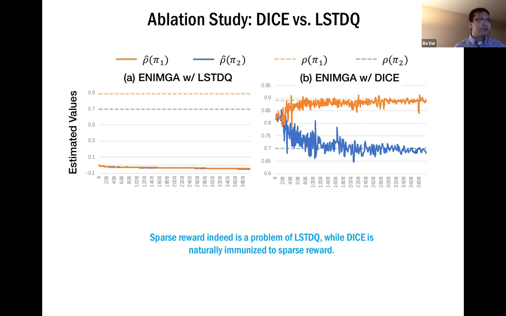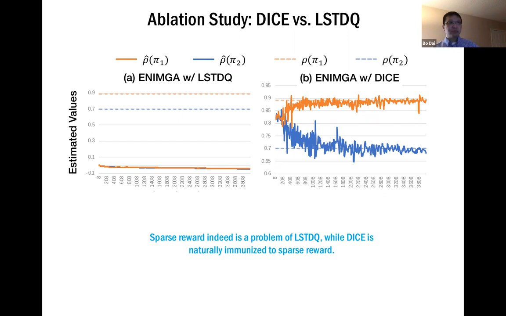As we can see here, the dotted line is the ground truth value. In the right-hand figure, both runs for DICE converge to the ground truth. But when we switch DICE to the LSTDQ method, it never converges to the ground truth of pi 1, pi 2 anymore. So this justifies the benefits of DICE compared to LSTDQ for handling sparse reward MDPs.